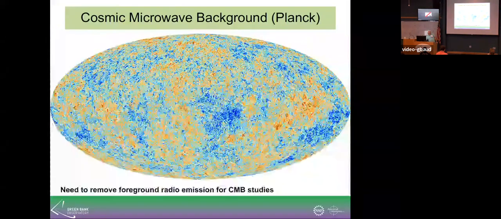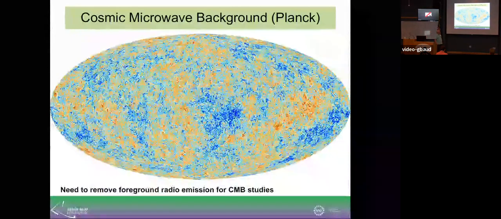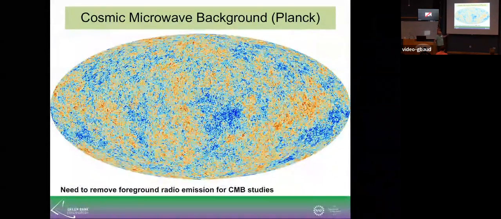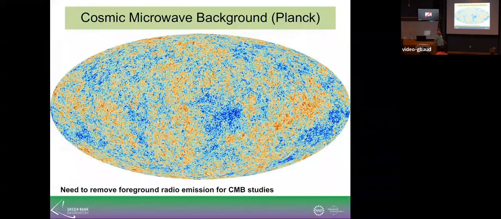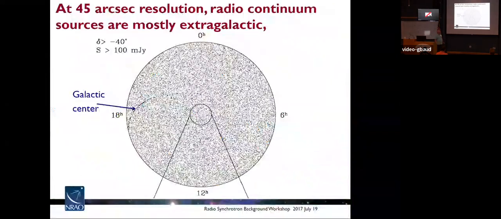M87. Now, if you go to the microwave background, you remove the galaxy and you look at the background. You have to remove all the foreground to study the background. This is from the Planck experiment, and this provides a nice constraint on cosmology. And this is effectively an image of the sky.